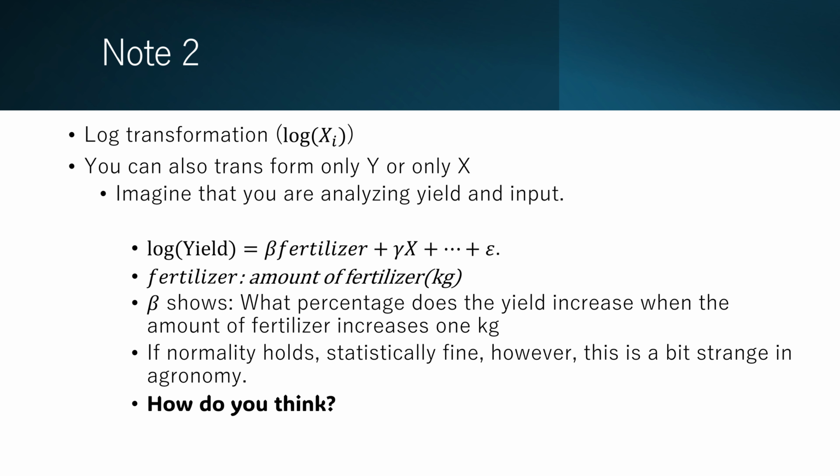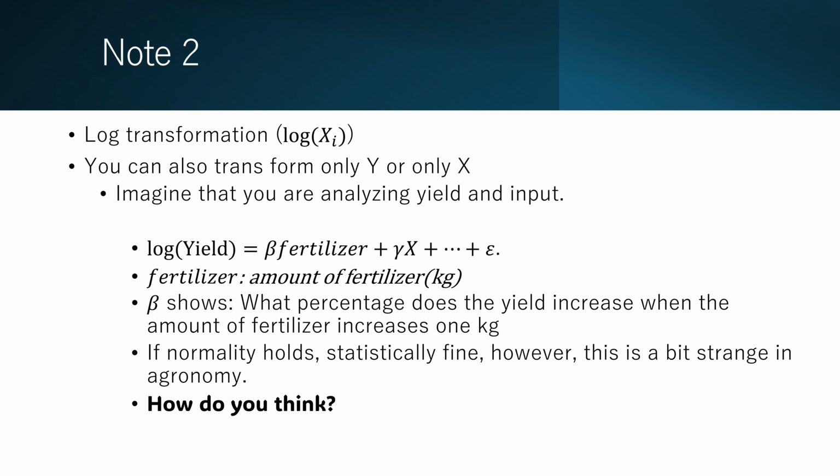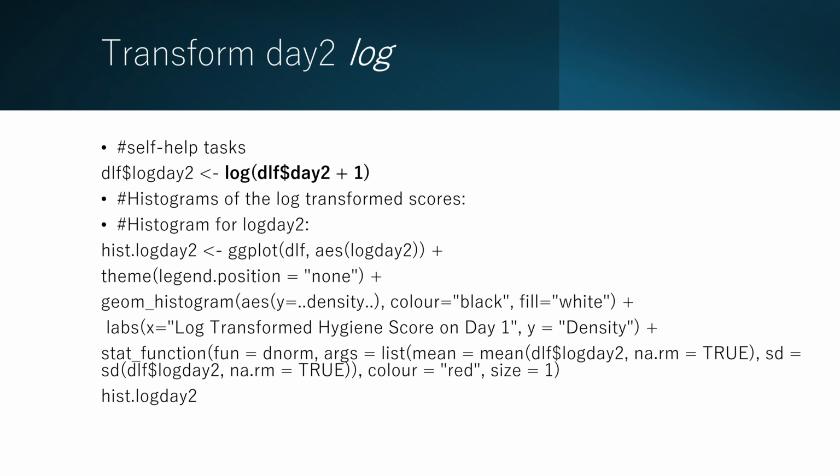Please check the basics of your research domain. Normality is also important, but the more important thing is the basic relationship, for example in the agronomy case, between yield and fertilizer, I think. Okay, so for the next step, we will go to the log transform.